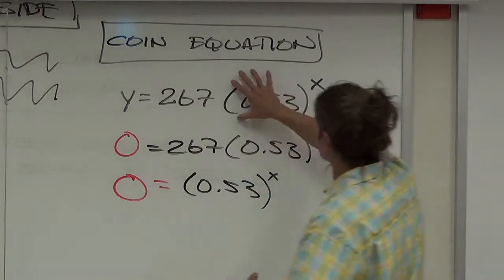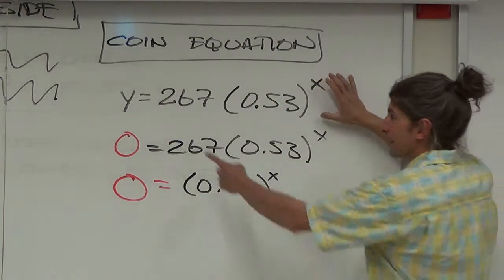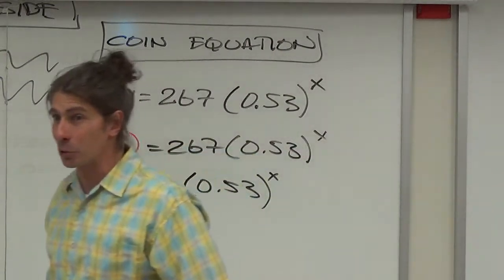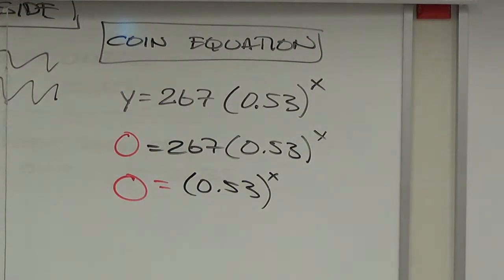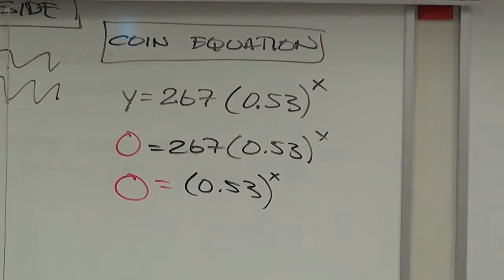X0 makes this whole thing equal to 1, makes that equal to 267, which is damn close to 289, which you guys started at.